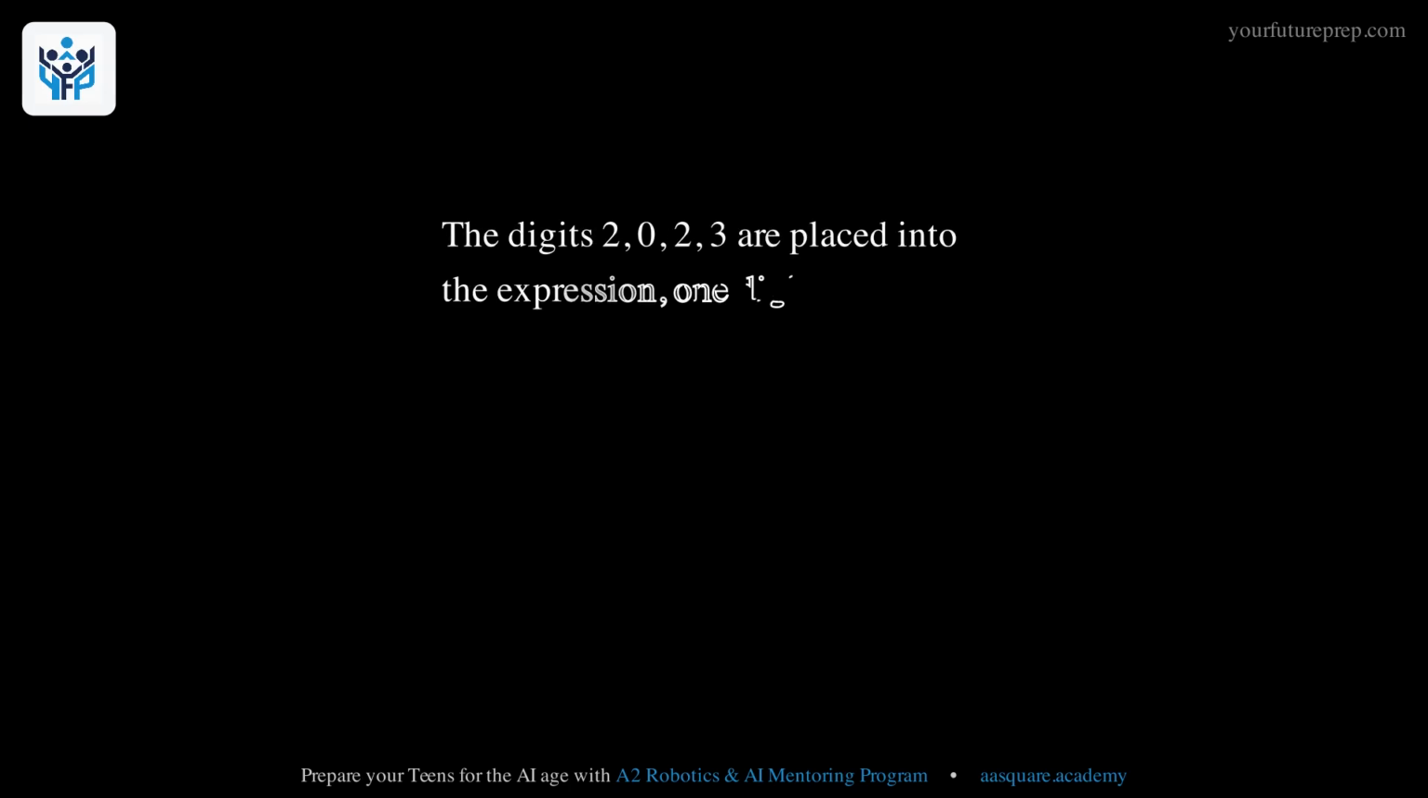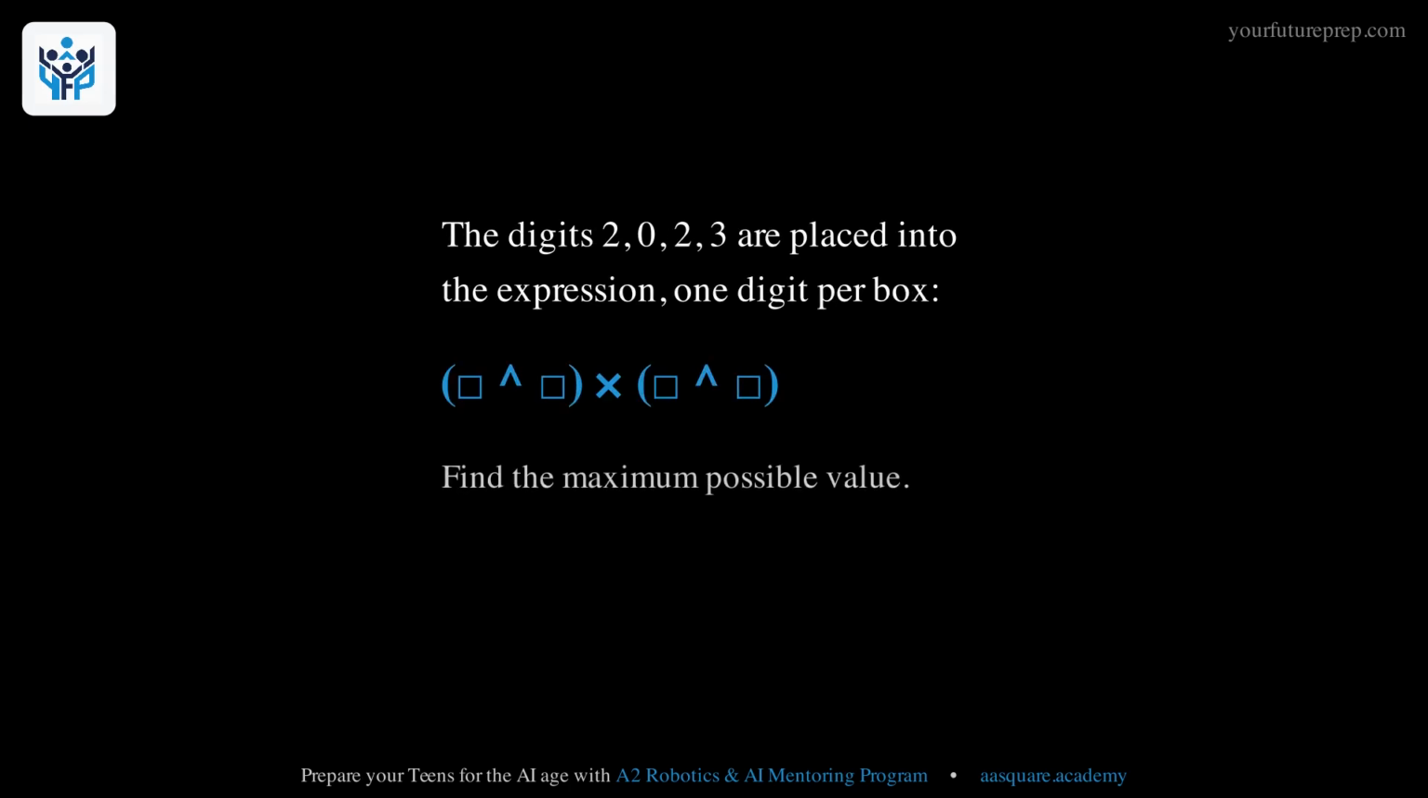Here's problem 6 from the 2023 AMC 8. The digits 2, 0, 2, and 3 are placed into the expression: a base raised to an exponent times another base raised to an exponent. One digit goes into each box. What is the maximum possible value of the expression?